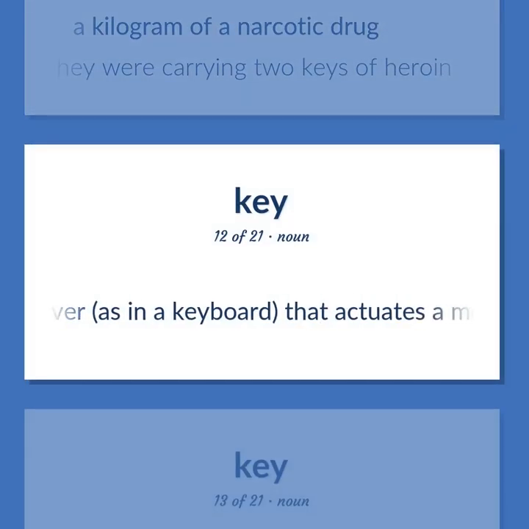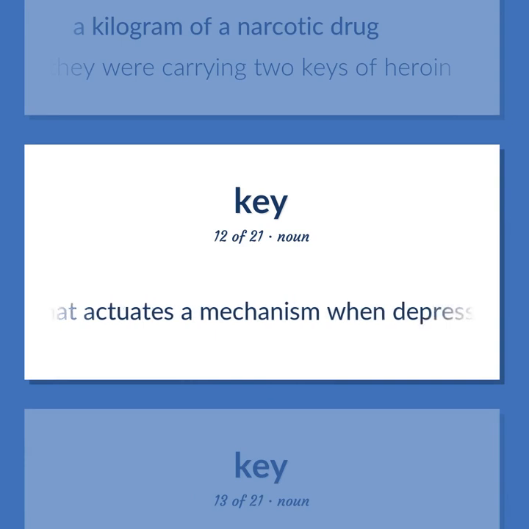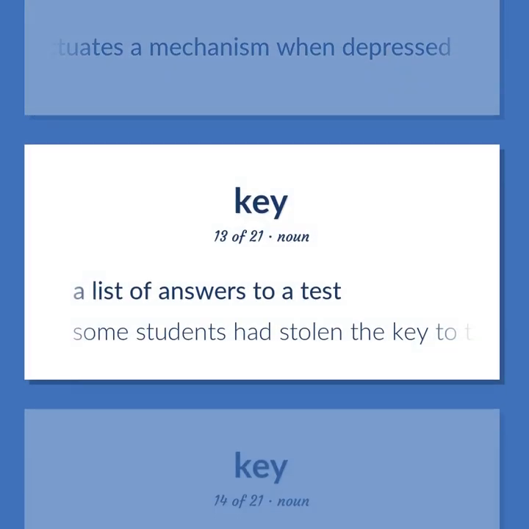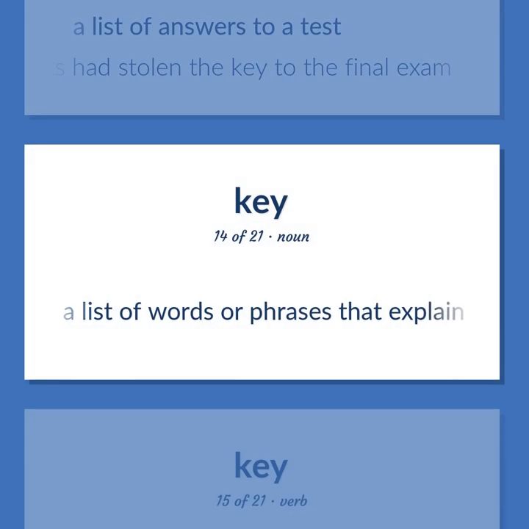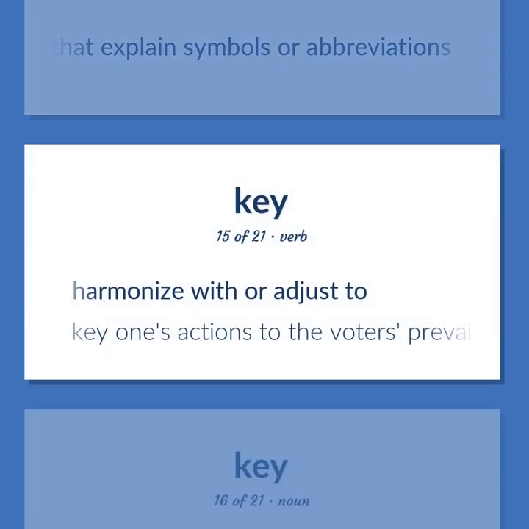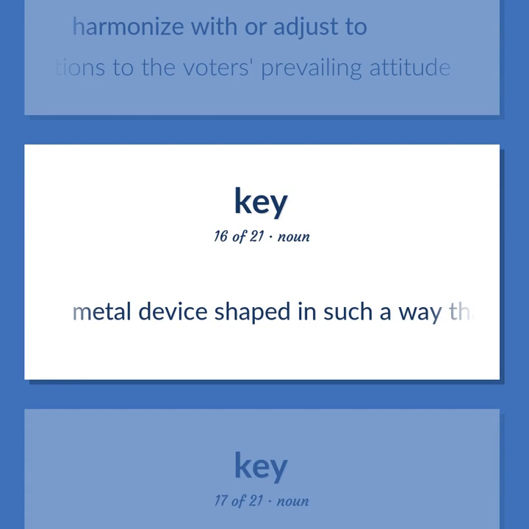A lever, as in a keyboard, that actuates a mechanism when depressed. A list of answers to a test. Some students had stolen the key to the final exam. A list of words or phrases that explain symbols or abbreviations. Harmonize with or adjust to. Key one's actions to the voter's prevailing attitude. Metal device shaped in such a way that when it is inserted into the appropriate lock, the lock's mechanism can be rotated.